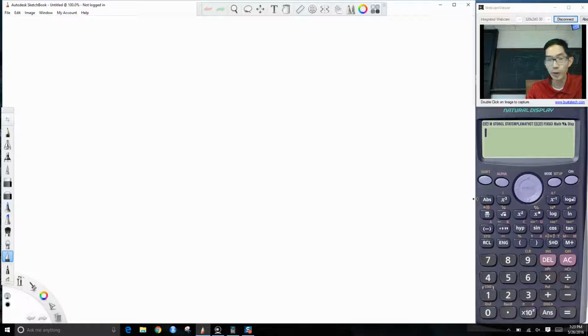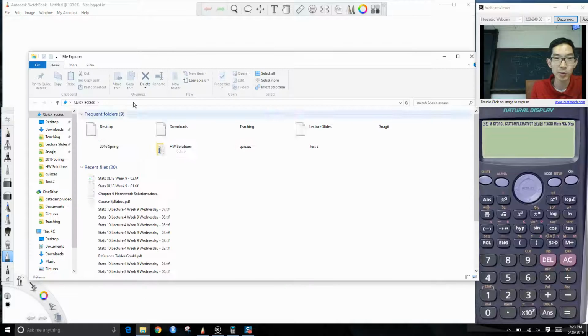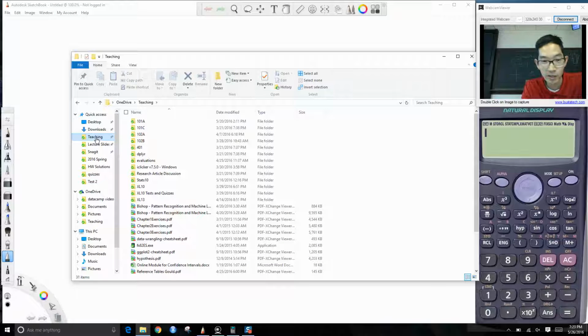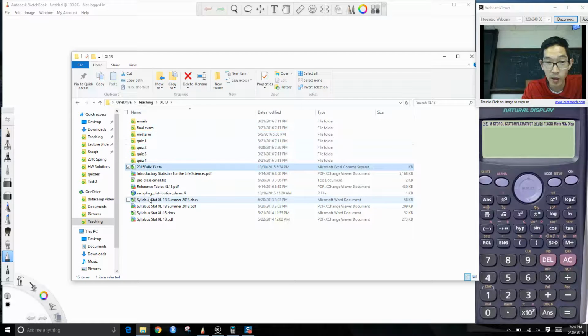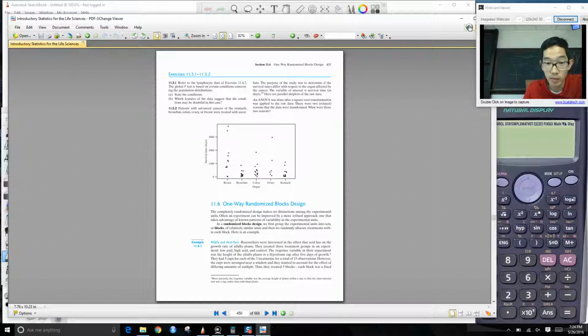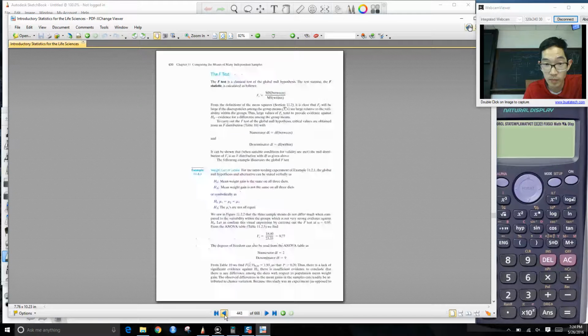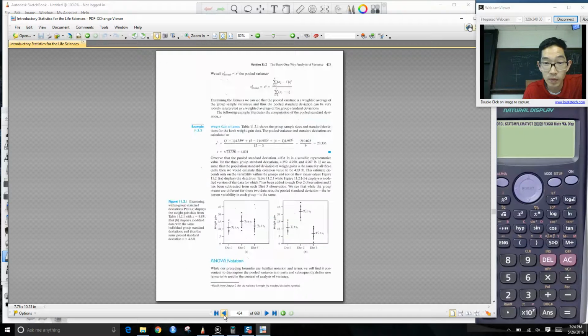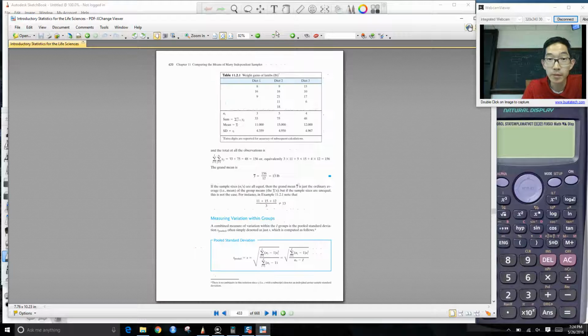Okay, and so I think maybe the best way to explain ANOVA will be to just work through an example, and I'll explain things along the way. I'm going to just pull up a table from our textbook. Here we are.